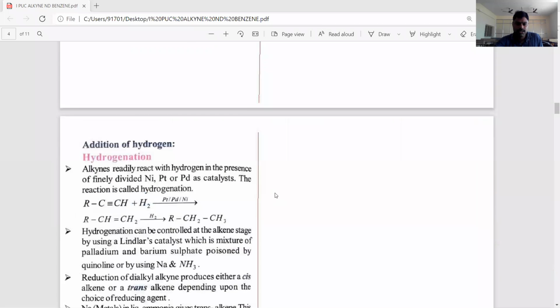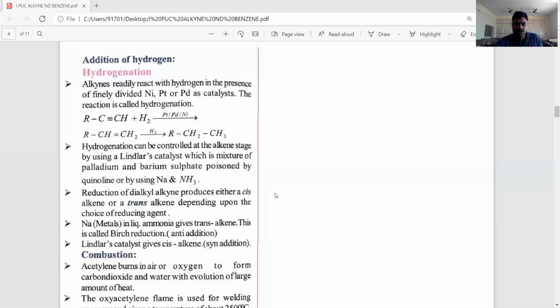Yes, listen dear students. Next, this reaction we know: addition of hydrogen atoms to the alkynes. We have to add H2. Now, the carbon-carbon triple bond is present, and you just have to add hydrogen in the presence of nickel or platinum or palladium.